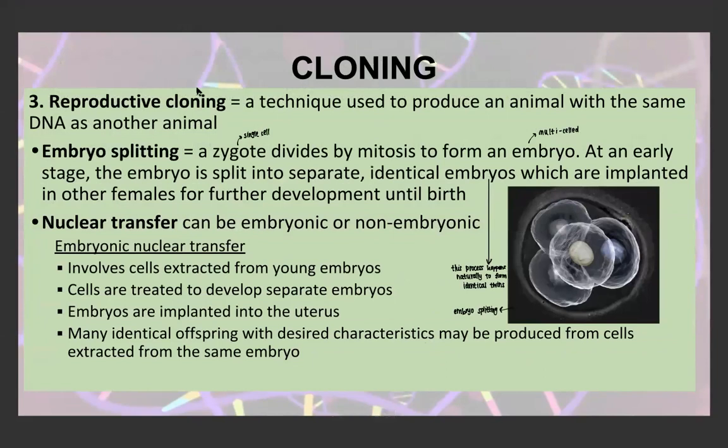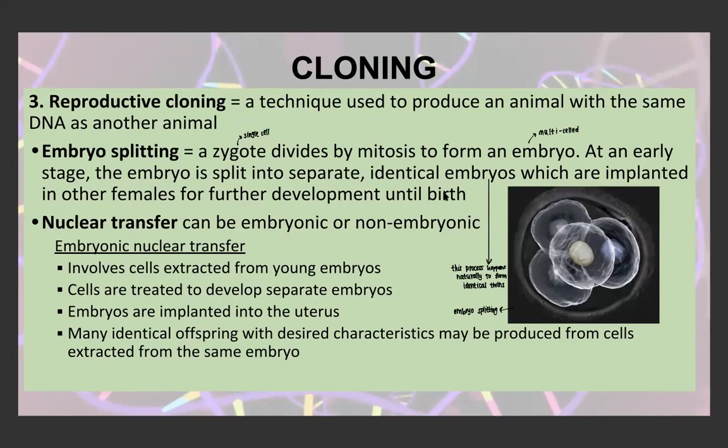The third type of cloning is reproductive cloning. This is the technique used to produce an actual animal with the same DNA as another animal. For example, I'm sure some of you know of Dolly the sheep. Embryo splitting is when a zygote, so a single cell, a diploid cell, divides by mitosis to form an embryo. At an early stage, the embryo is split into separate identical embryos, which are implanted into other females for further development until birth. So a zygote naturally divides by mitosis to form an embryo. This is not a human-controlled process.